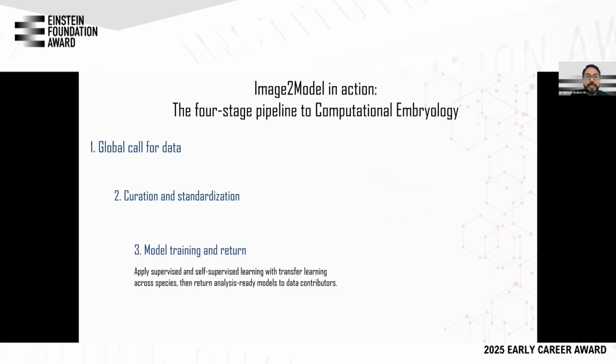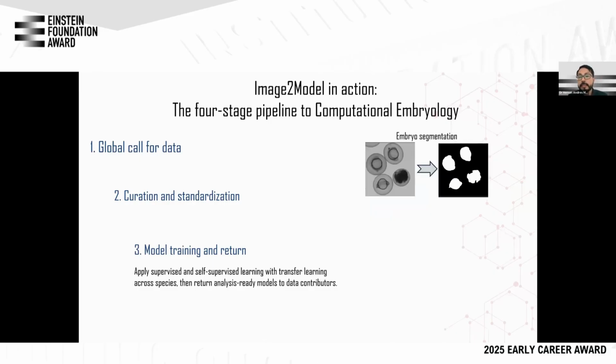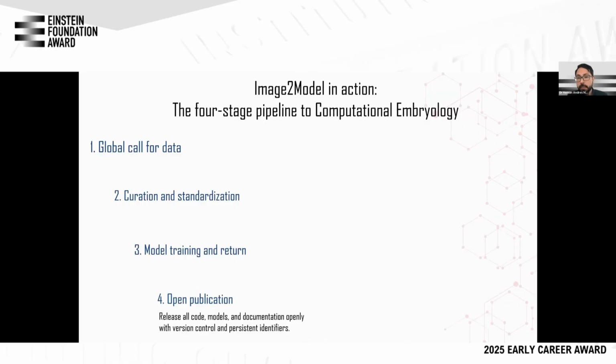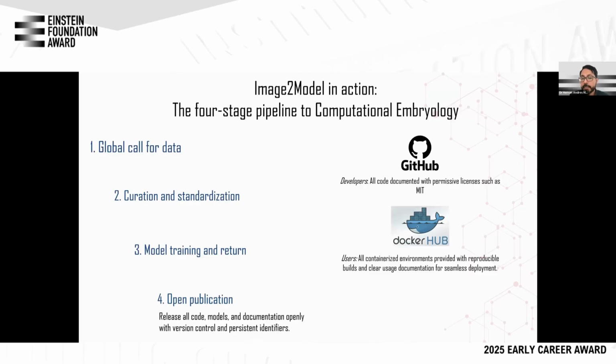So what do we do next? Then comes my expertise a bit. We generate the AI models, and we focus on very specific tasks: embryo segmentation, abnormality detection, and phenotype recognition. It's also reduced so that we can actually do it in the time of the project. And finally, we do open publication and release all the code at different levels: for developers, in GitHub with all documentation and permissive licenses; for advanced users, with containerized environments for reproducibility; and we will also join the BioImage Model Zoo initiative, where you can put your model ready to use for researchers with all the information.